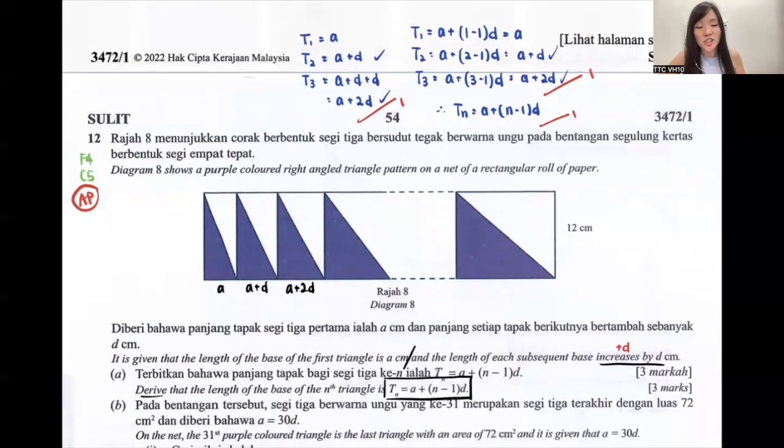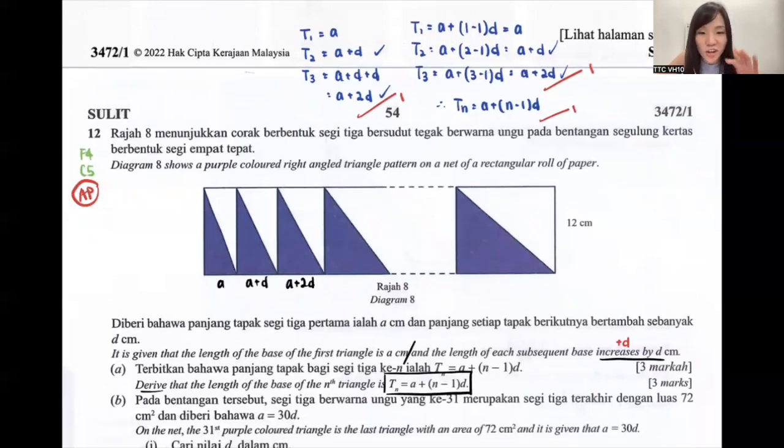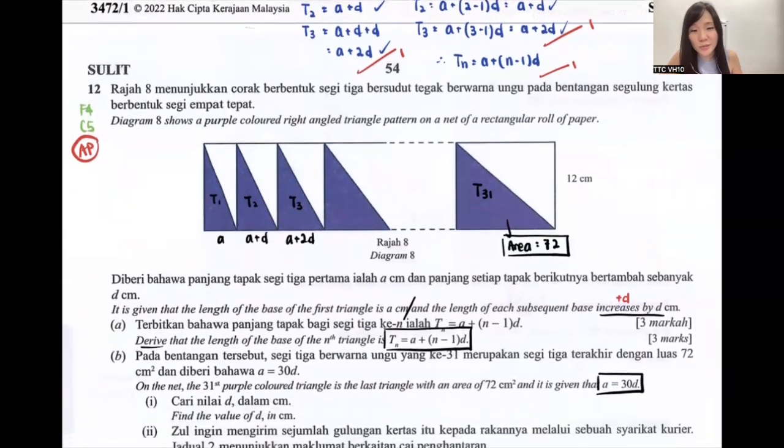Let's move on to B. So B, they say what? Read carefully. The 31st purple color triangle is the last triangle. So this one is T1, this one T2, this one T3. That one is T31, and there's no T32. 31 is last already. And this last triangle, they say the area is 72 cm square. And now they even tell you, given that A is 30D. So actually A means 30D. That's what I try to provide, okay?